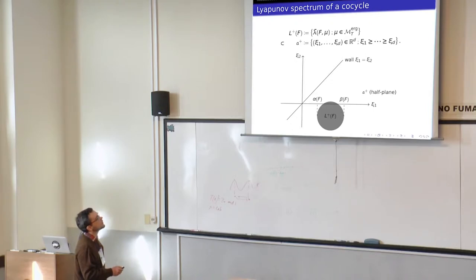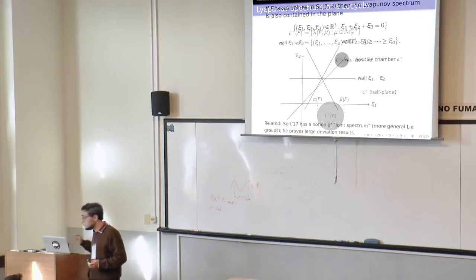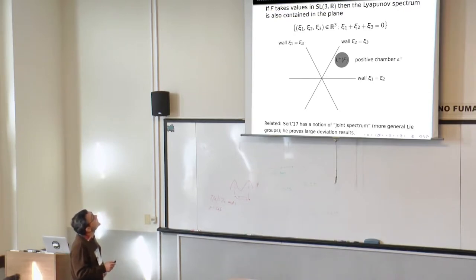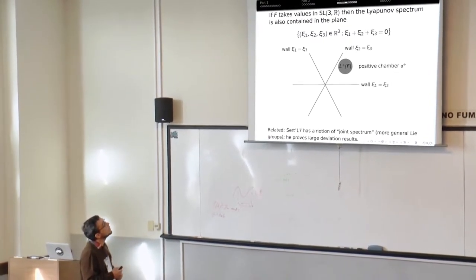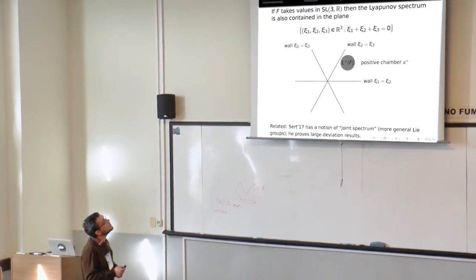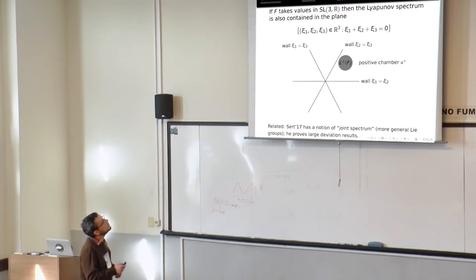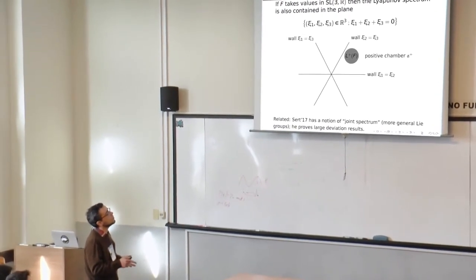We don't know. And the quantities we were considering before are the maximum Lyapunov exponent and the minimum top Lyapunov exponent. So if you just look at the first Lyapunov exponent, then this is the maximum point, and this is the minimum. Maybe there is a nicer situation: if, for example, your matrices are in SL3R, meaning 3 by 3 with determinant 1, then the sum of the exponents will be 0. Then you can restrict yourself to this two-dimensional space, and the chamber becomes this wedge, this cone here. And so we'll have some subset of the chamber that may touch the walls or not.